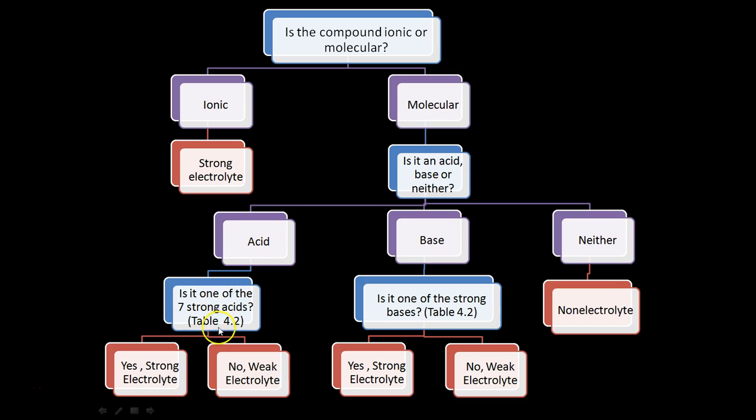If it's a strong acid, we say it's a strong electrolyte. If it's a weak acid, we say it's a weak electrolyte. If it's a base, we ask if it's a strong base or a weak base. Strong base, strong electrolyte. Weak base, weak electrolyte. If it is neither an acid nor a base, we call it a non-electrolyte, and it will not conduct electricity at all. So using this flowchart, you should be able to categorize any compound as long as you know whether it's ionic, molecular, acid, base, or neither, and then strong acid, weak acid, strong base, or weak base.